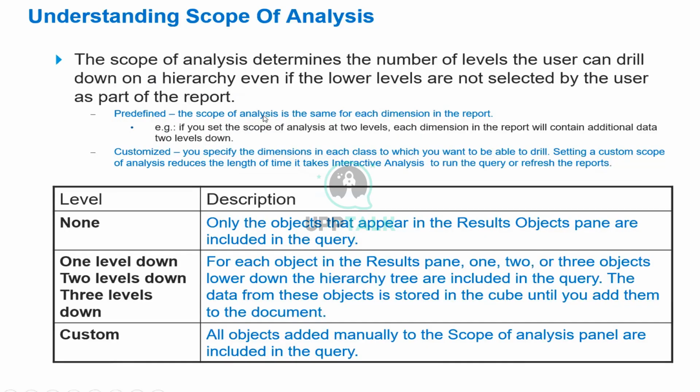There are some hierarchical objects in our database, like country, then a state under country, a city under state, and then a store name. This is a hierarchy. If our report only has country in the results objects, but we set the scope of analysis level to 3 and enable it, then we can go into drill mode. If we enable the scope of analysis in the query panel, even if we don't include other objects like state and city, we can drill down to that level to see more detailed information.